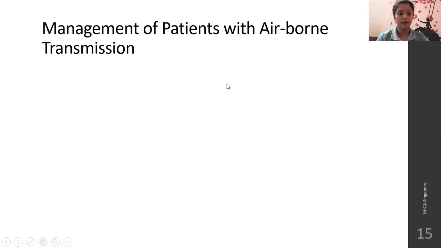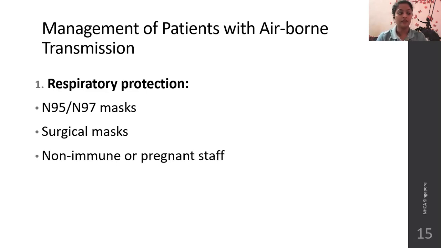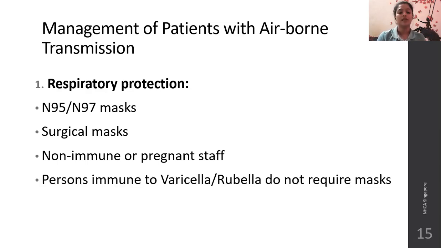For management of patients with airborne transmission, respiratory protection has to be followed. An N95 or N97 mask should be used. A surgical mask should be used if N95 or N97 is not available. Non-immune or pregnant staff should avoid taking care of patients with airborne transmission. Persons immune to varicella and rubella do not require a mask if they come in contact with patients affected with varicella and rubella.